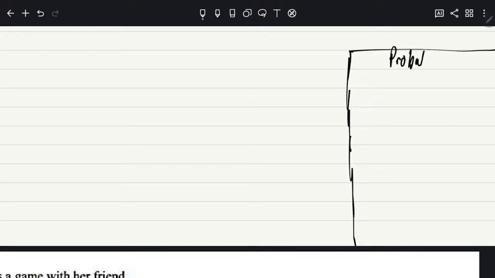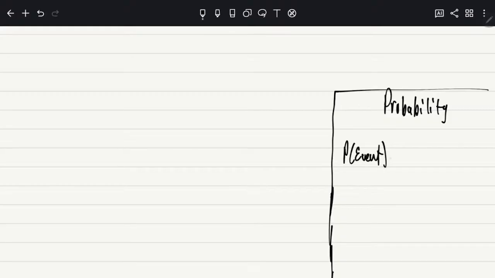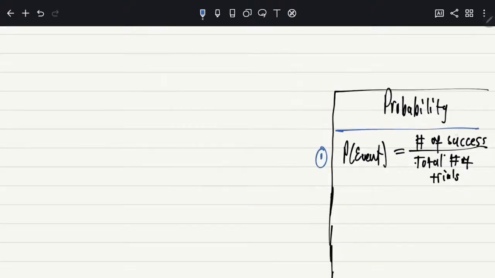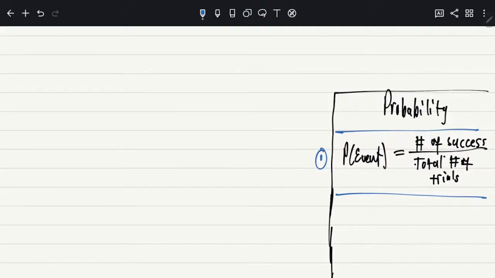It says probability. This is probability. The first one is: probability of an event is equal to the number of successful trials over the total number of trials. This is the first formula for probability. Probability of an event is the number of successful trials over the total number of trials. This is the first formula which I want you to use.